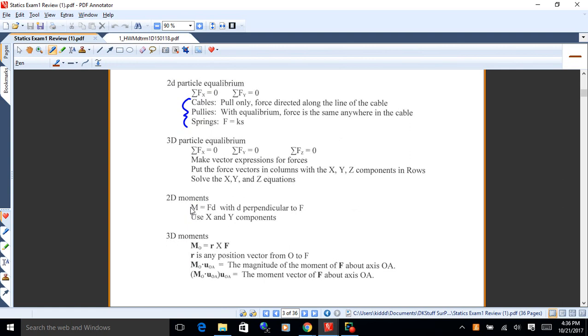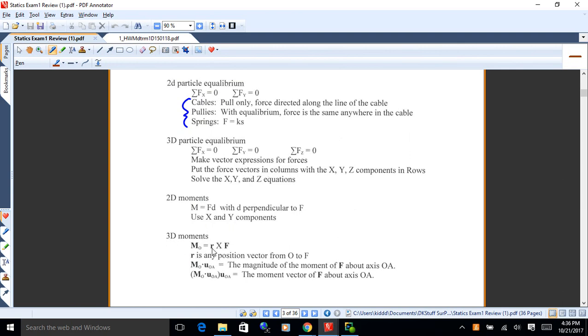Okay, 2D moments. Moment is force times distance. Be sure that your distance is perpendicular to the force. It's very common to break up both the forces and the distances into x and y components. So an x force is perpendicular to a y component of distance. A y force is perpendicular to an x component of distance. You can then multiply the appropriate components together and add them up to get the total moment.